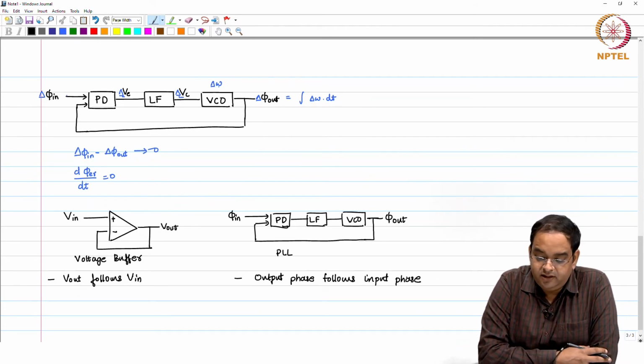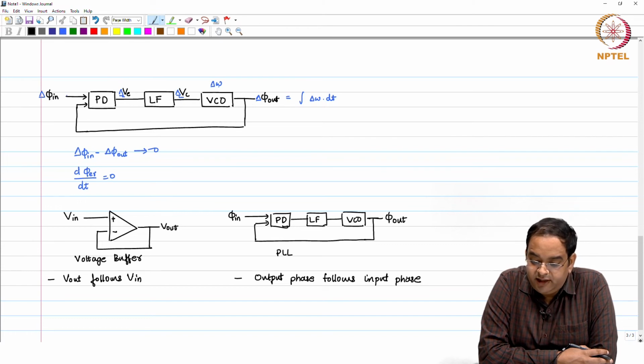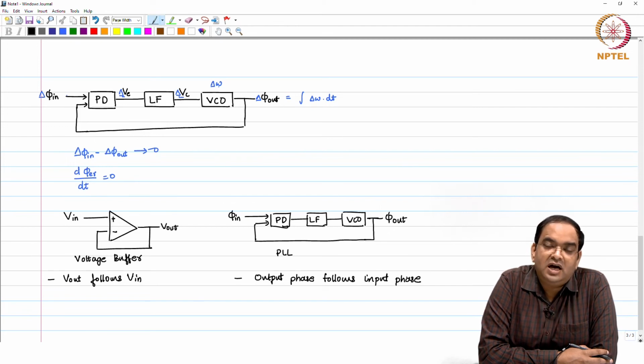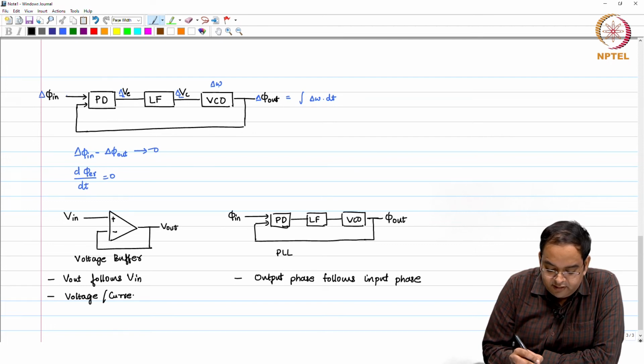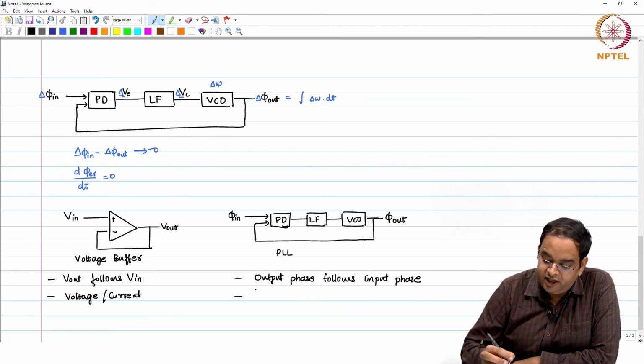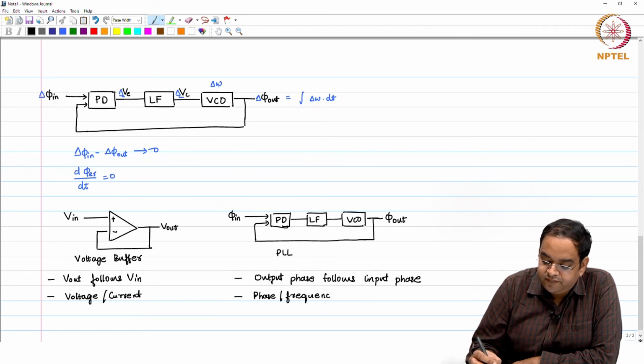It is important to understand that this is similar: the phase and frequency which you are seeing in the PLL, these variables are similar to the voltage and current variables in the amplifiers and other blocks which you have learned and which you use now and then. So, in this case our variables in general are voltage and current. Here the input and output variables which we are interested in are phase and frequency.